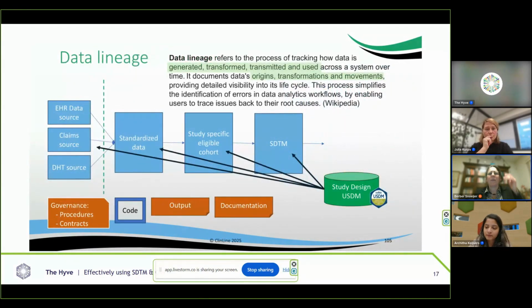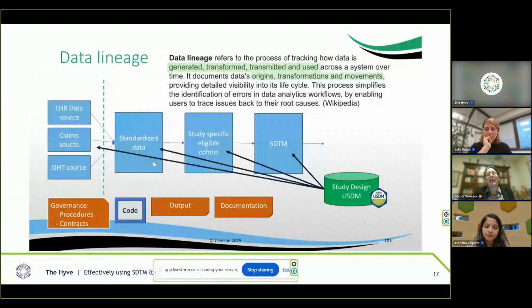So let me talk a little bit more about the data lineage. It refers to the process of tracking how the data is generated, transformed, transmitted, and used across a system over time. That means every step needs to be documented, from the electronic health data source to finally the submission in SDTM format. So it's important that you combine those different sources in one data standard, and then you can do your selection, etc.